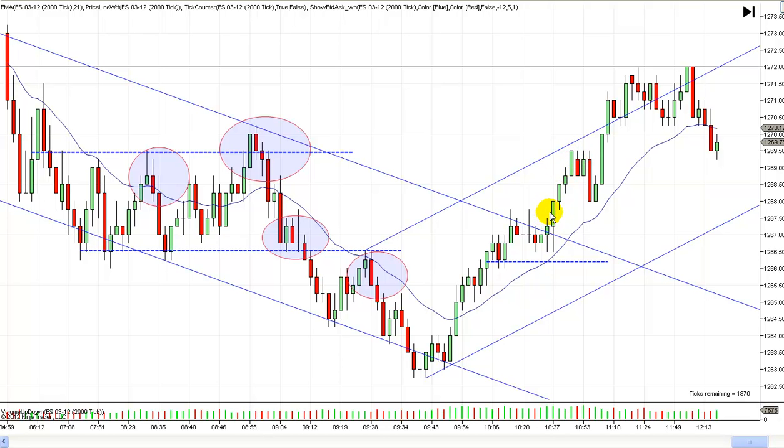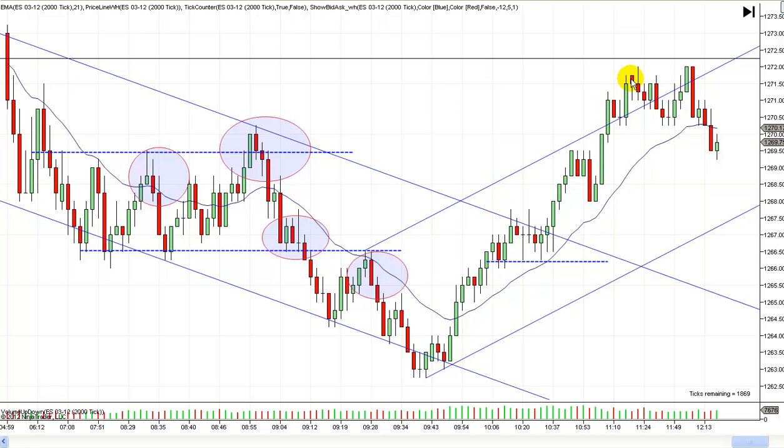Entry right here would have been probably around 67, and this ran. Your runners would have survived here if you held on to them, and they ran all the way to 71. So easy chance to make your money back plus a lot more. Even if you just scalped out at 2 or 3 points, there was enough room to get all your money back plus some. So don't risk it.